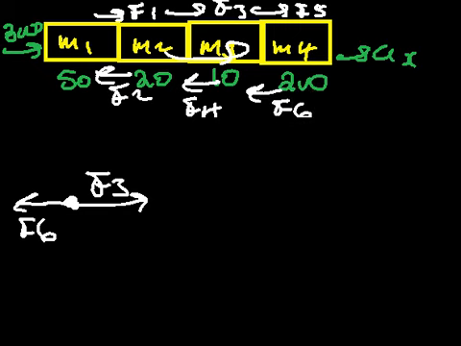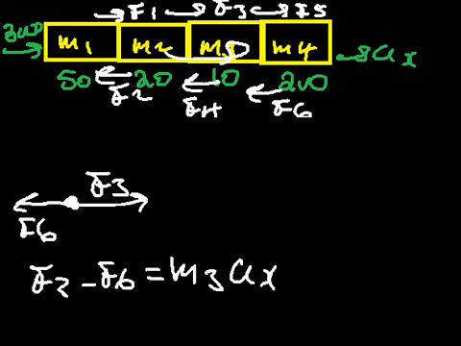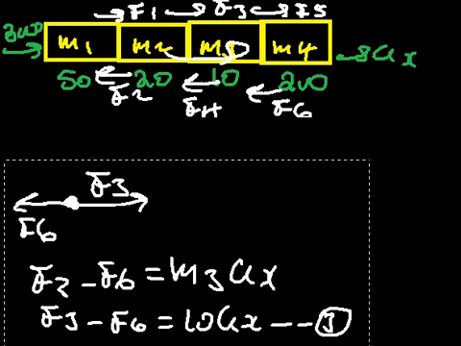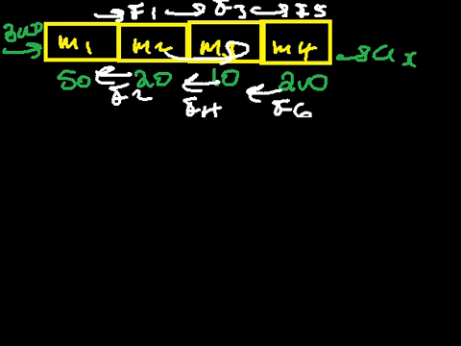So according to Newton's second law of motion, we'll have F3 minus F6 equal to mass 3 times acceleration. That is the same as F3 minus F6 is equal to 10 times acceleration. This is equation number 3. Now keep it safe. And let's go for the system of, let's say, mass 4.